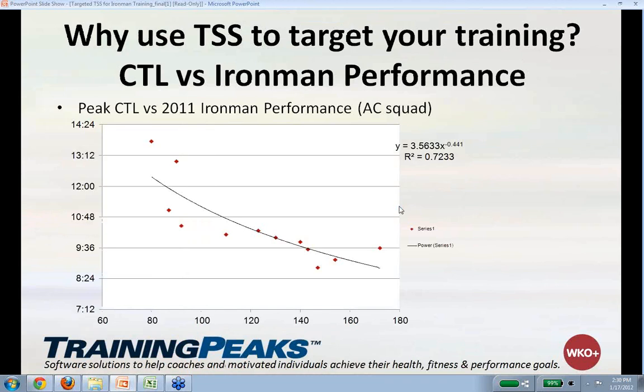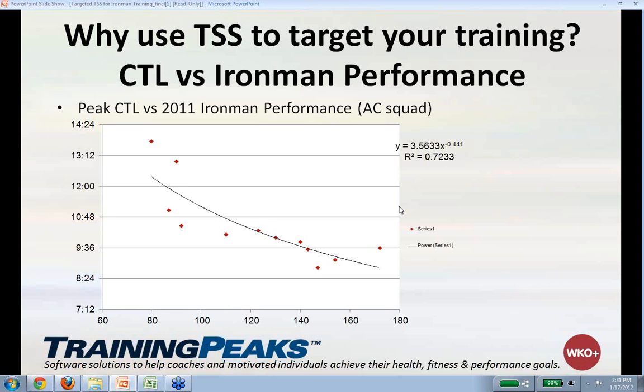Alrighty, so still on that question of why use TSS to target your training, I've prepared a chart here of the guys that I coached one-on-one in the 2011 season. I coached 15 guys at a time one-on-one. And what this chart shows is their Ironman performance versus their peak CTL. That's the highest point they hit during the year? Right, the highest point that they hit.